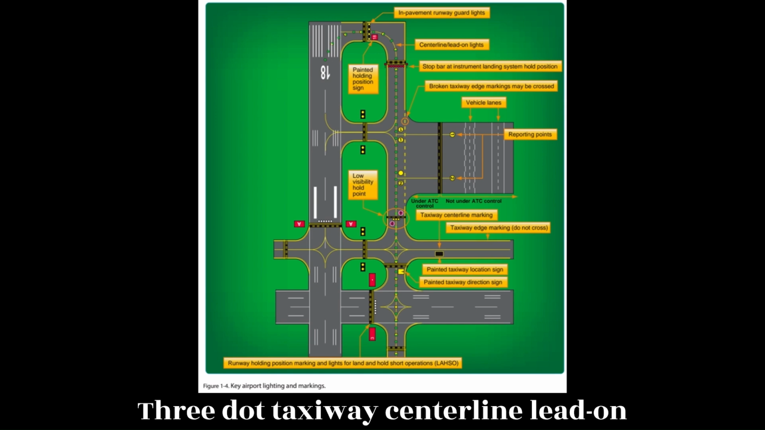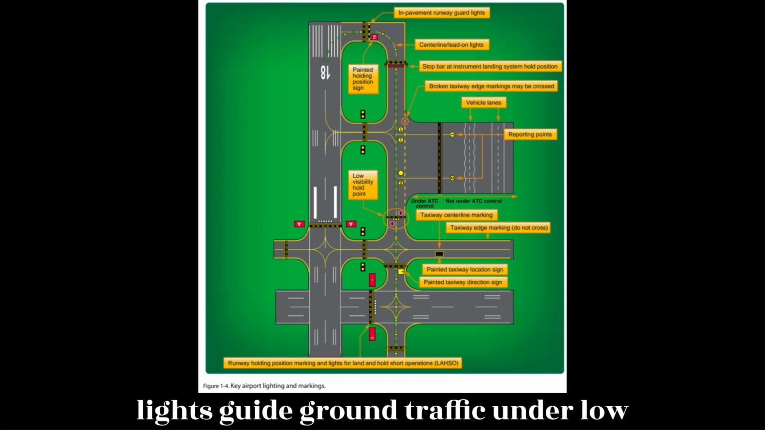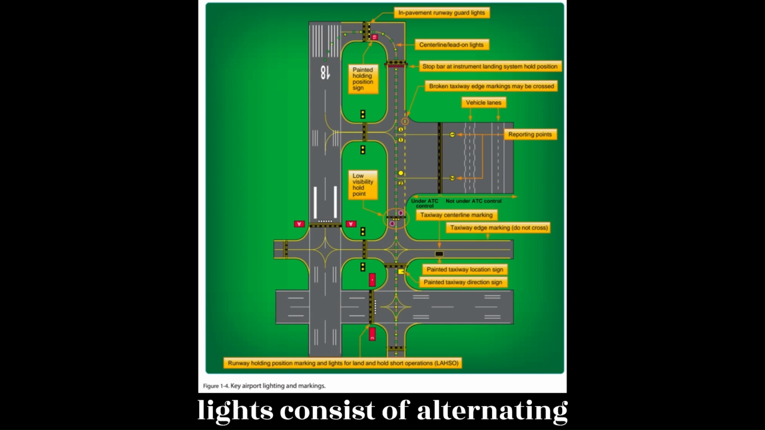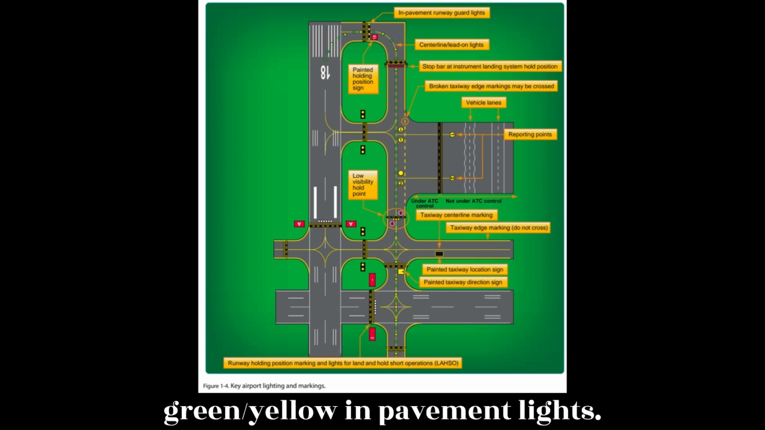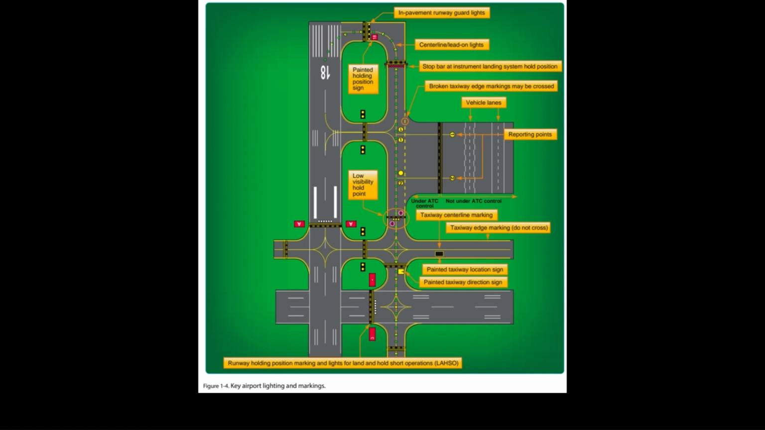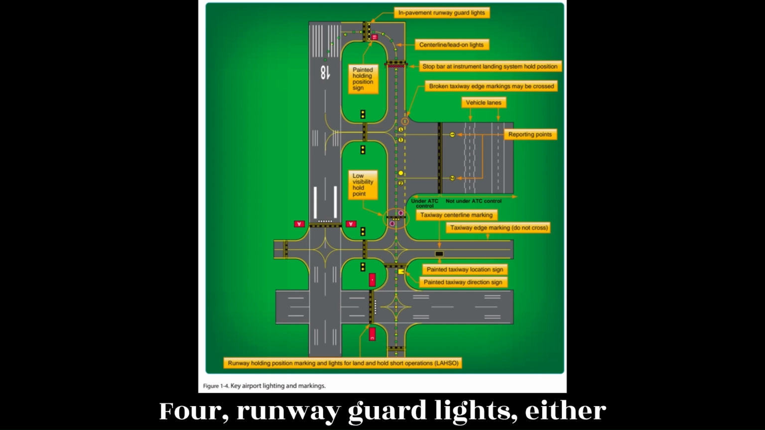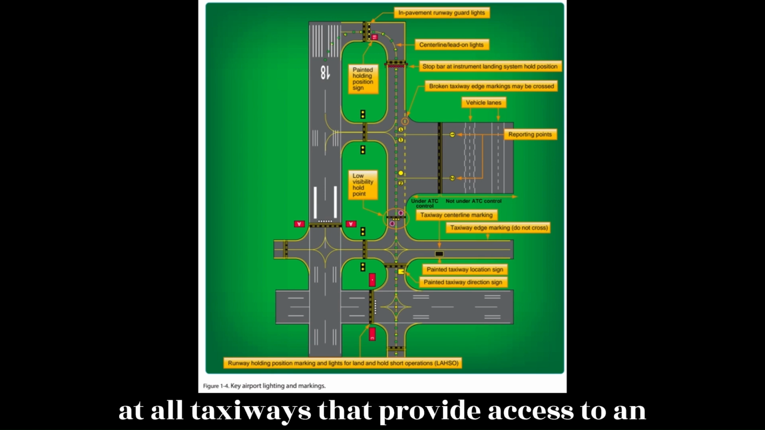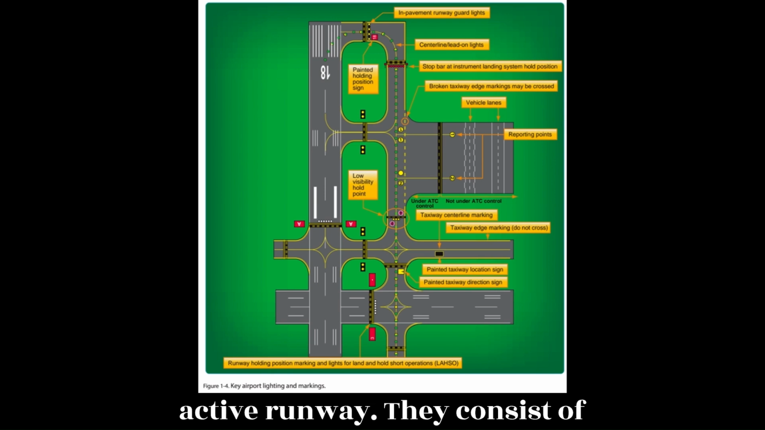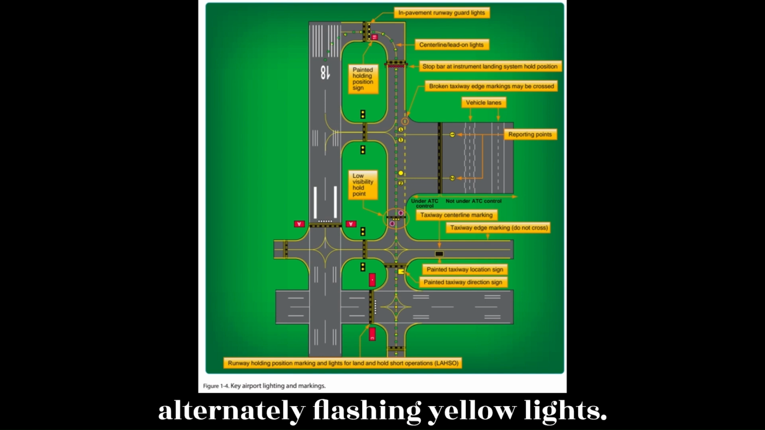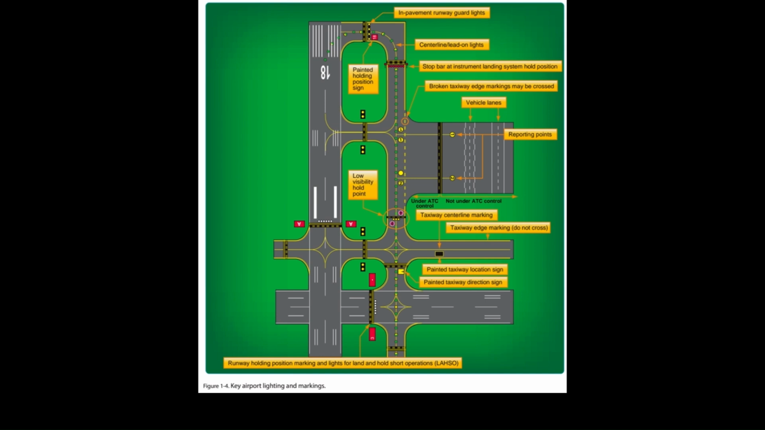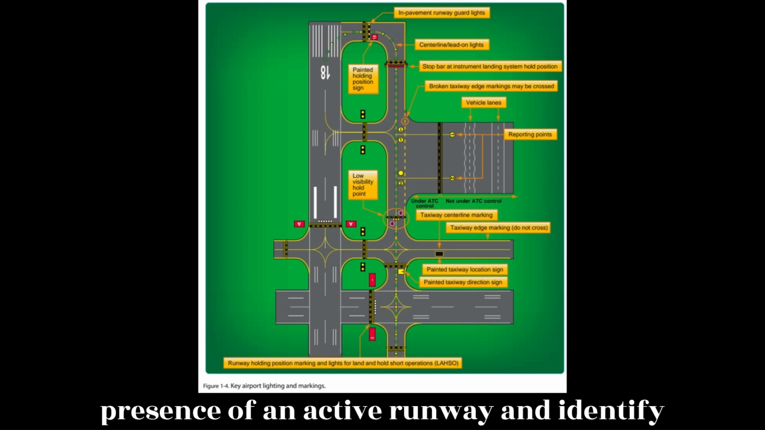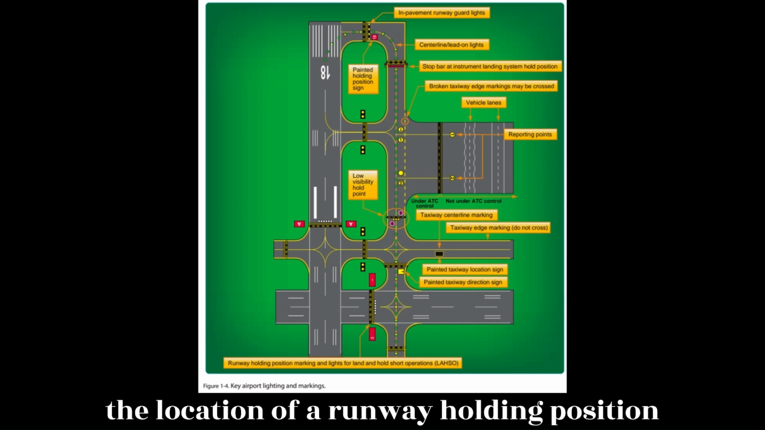3. Taxiway centerline lead-on lights guide ground traffic under low visibility conditions and at night. These lights consist of alternating green/yellow in-pavement lights. 4. Runway guard lights, either elevated or in pavement, may be installed at all taxiways that provide access to an active runway. They consist of alternately flashing yellow lights. These lights are used to denote both the presence of an active runway and identify the location of a runway holding position marking.